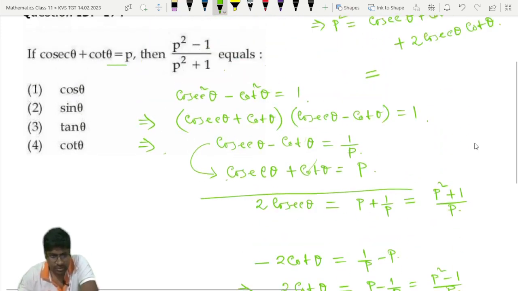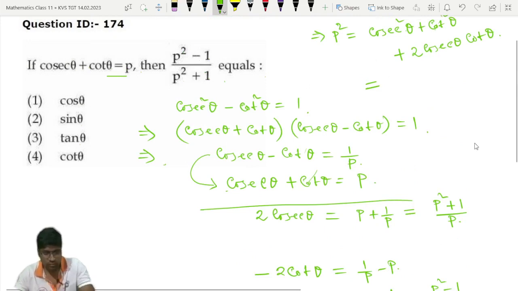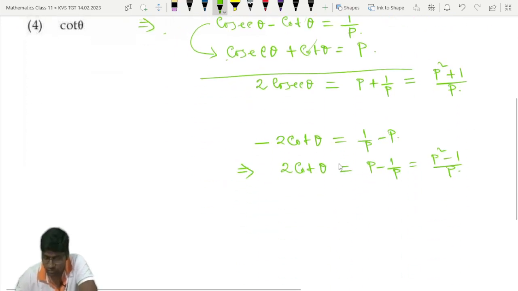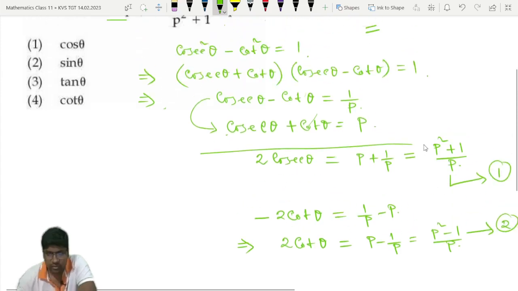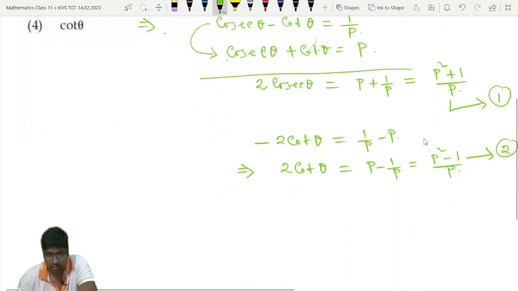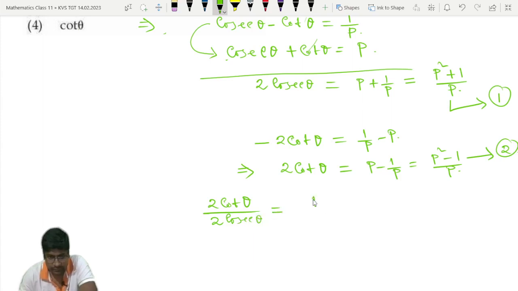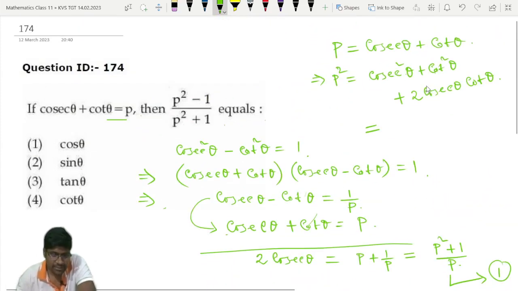Now what we have to find is p square minus 1 by p square plus 1. So we just have to divide these two equations. Suppose this is equation 1 and this is equation 2. We will divide 2 by 1. So we will get 2 cot theta divided by 2 cosec theta will be equal to p square minus 1 divided by p square plus 1. P will be cancelled anyway. Have you got the idea? This is the trick here.